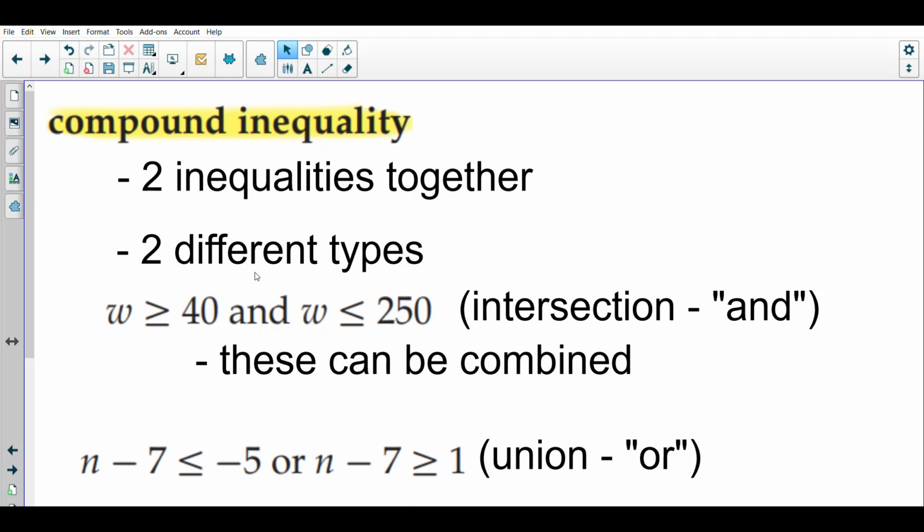These can be combined, we'll talk about that in a little bit. When they're not combined, you see the word and, then we have what we call a union, and they have the word or. Those can't be combined because of the way the graph works. Again, you will see the word or. This is something we need to keep in mind because it gives us an idea of what our graph should look like and what our answers can be.